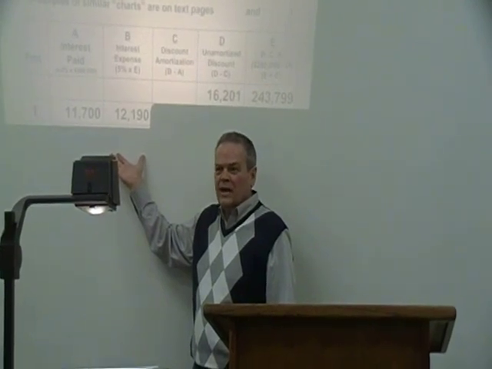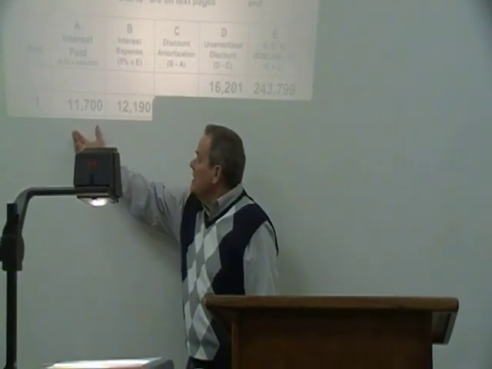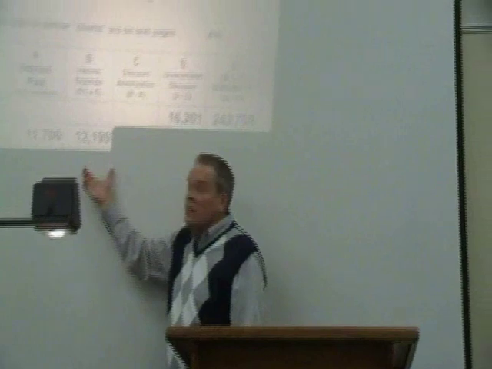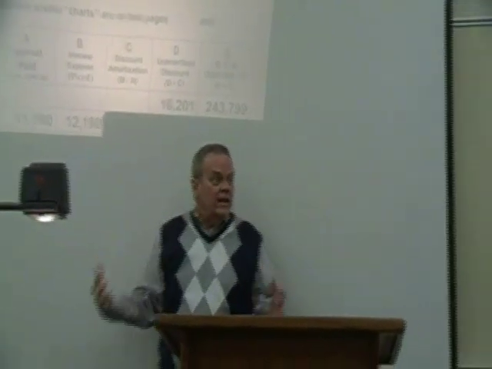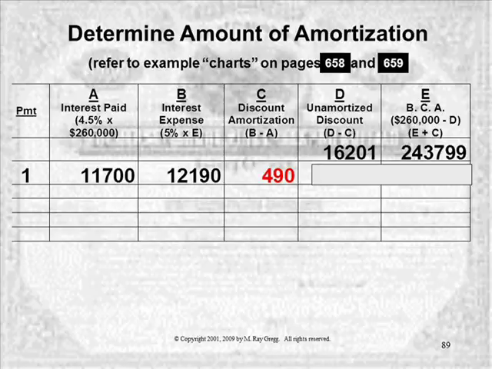I didn't think I'd stump you on that question. There's already 11,700 in there, and I want the balance to be 12,190. Do I need to make the entry for 12,190? I need to make the entry for the difference in those two numbers, which was, speak up, $490. That is the amount of the amortization. I'll come back to that slide in just a second.